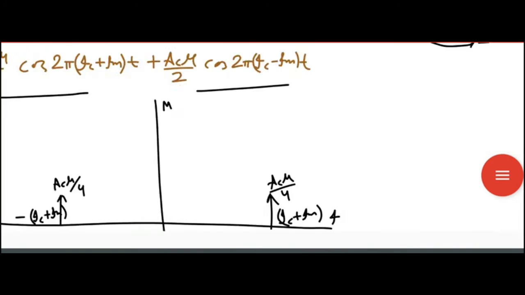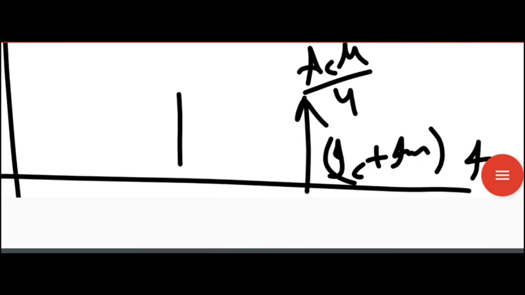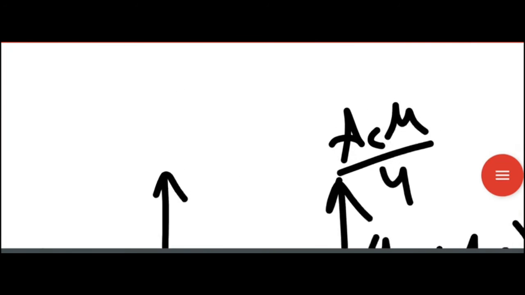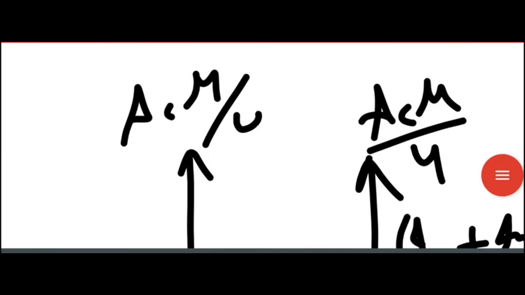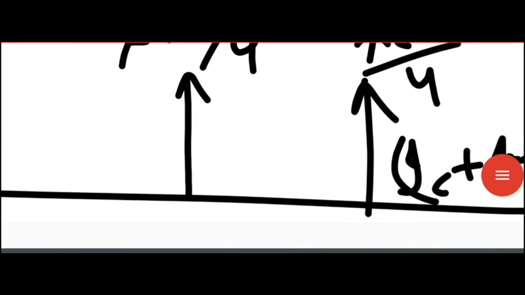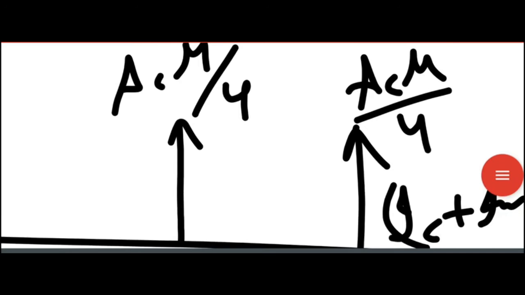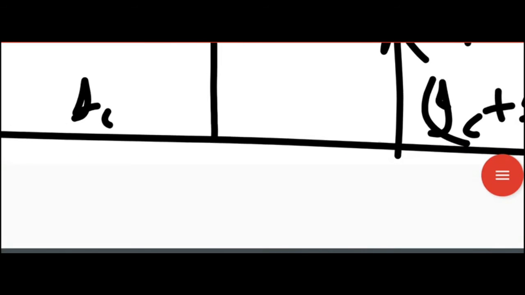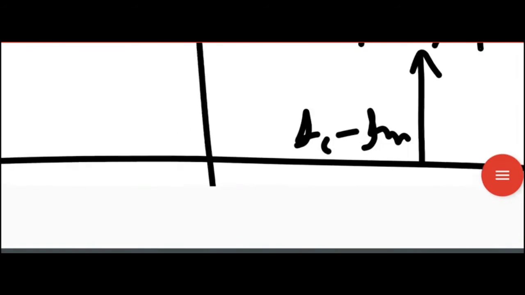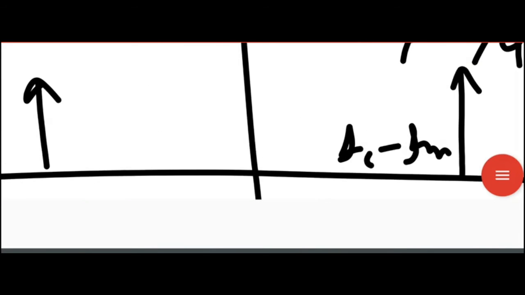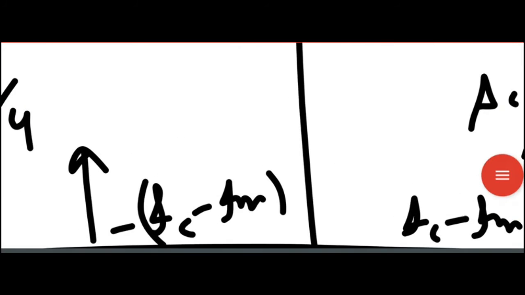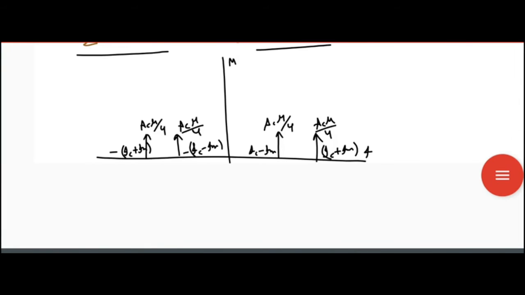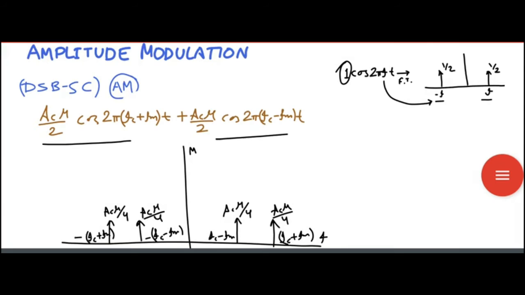For the second term we get an impulse of the same amplitude, AC mu by 4, because the amplitude of the sideband is AC mu by 2. Here we have FC minus FM. At the negative frequency the location will be minus of FC minus FM, and the amplitude will again be AC mu by 4. So this is the frequency spectrum for the double sideband suppressed carrier.